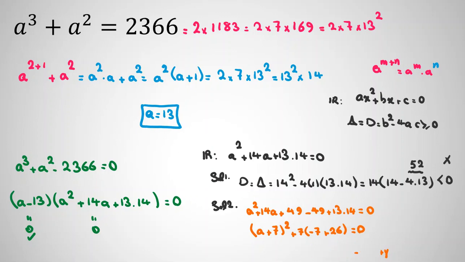Now we have two terms. The first term is at least 0 and the second term is positive. The sum of them cannot be 0. So we've solved this part with two solutions.